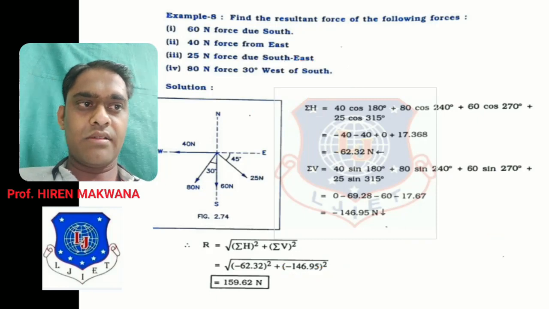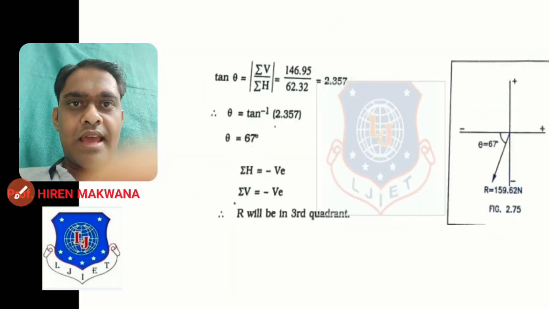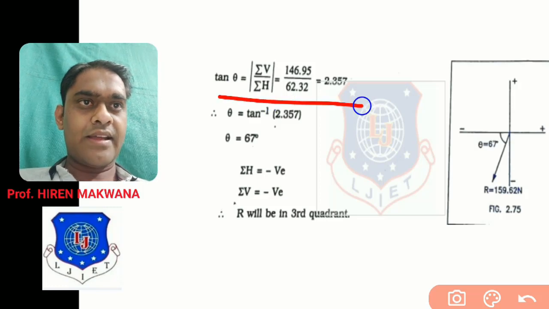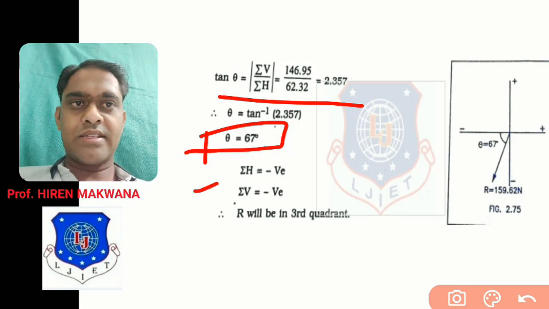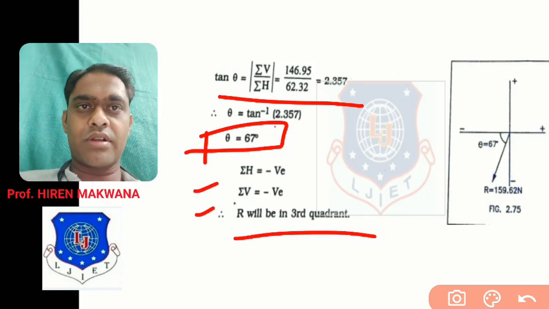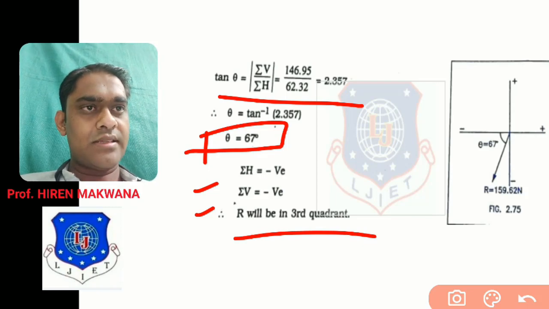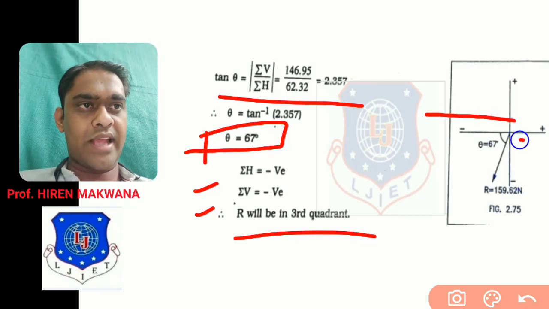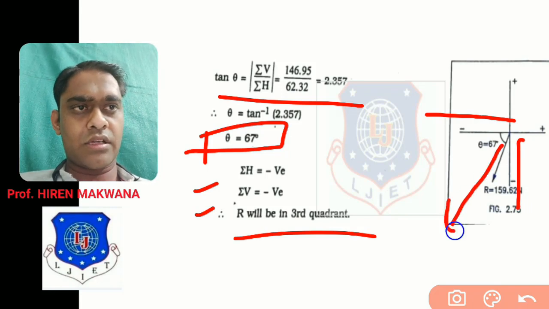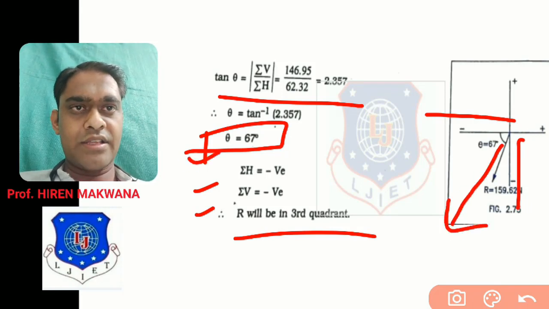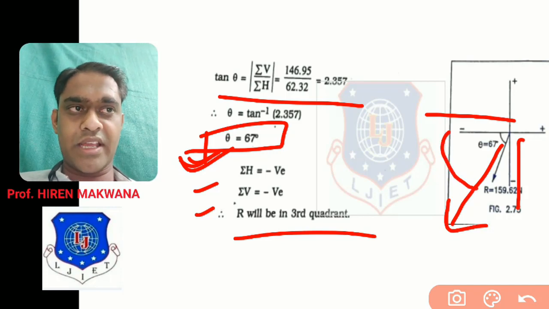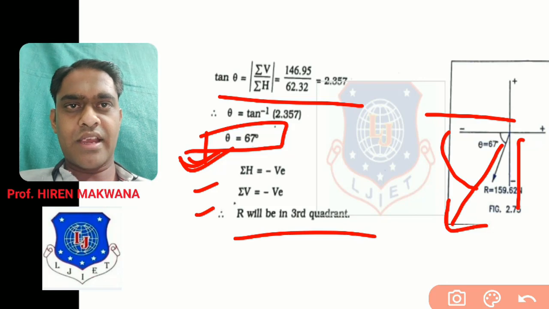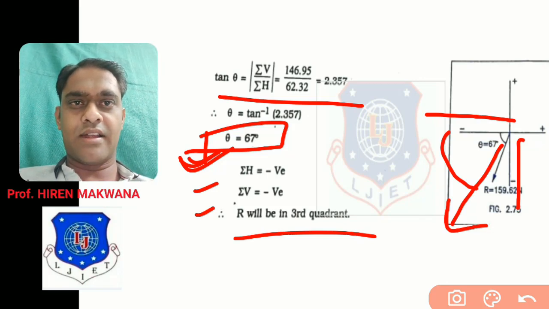Now direction is still remaining. So this is the direction of the resultant. Tan alpha equals this formula. By doing tan inverse you get theta equal to 67 degree. Now here sigma h is negative, sigma v is negative, so R will be in the third quadrant. x axis negative, y axis negative. So draw the resultant in the third quadrant. And this theta is always with respect to the x axis. So from the x axis, theta equals 67 degree. So here it is the location and angle of the resultant.